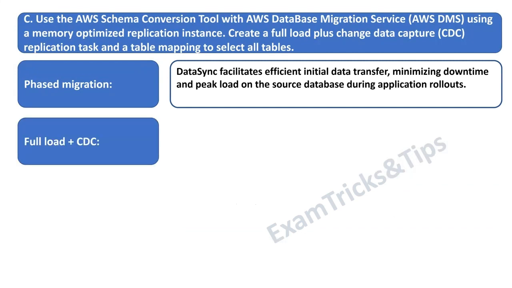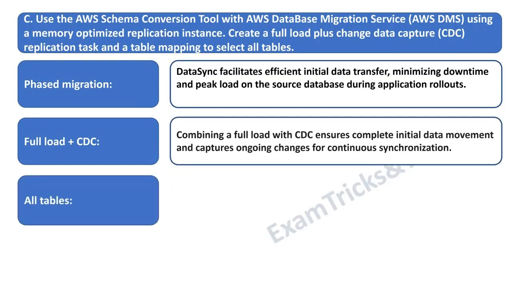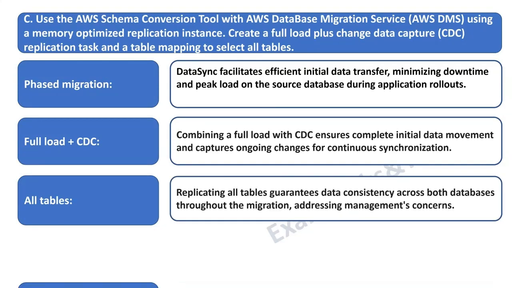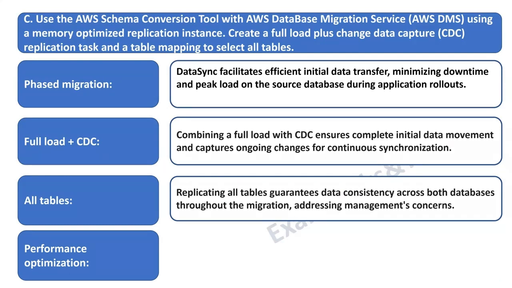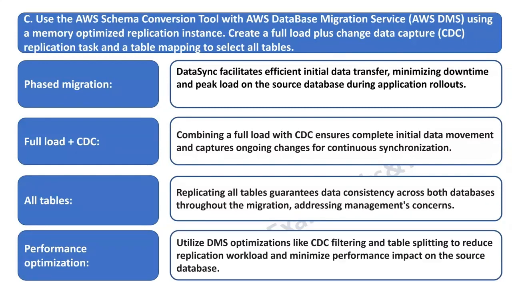Full load plus CDC: combining full load with CDC ensures complete initial data movement and captures ongoing changes for continuous synchronization. All tables, that's a key differentiator between the two options. One was going for the largest tables and this one is going for all tables. Replicating all tables guarantees data consistency across both databases throughout the migration, addressing management's concern. There was a requirement around that as well. And performance optimization: utilizing DMS optimizations like CDC filtering and table splitting to reduce replication workload and minimize performance impact on the source database. From a performance perspective as well, this is quite a good option.